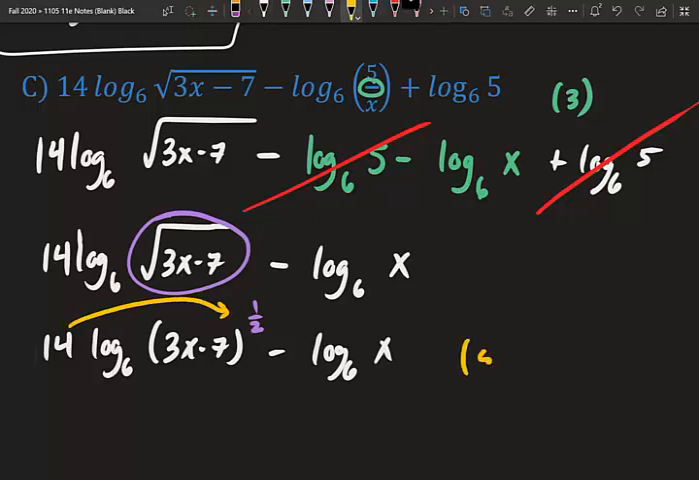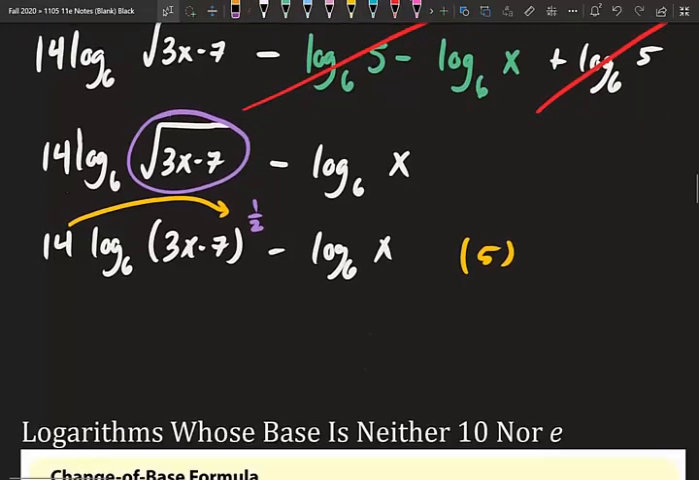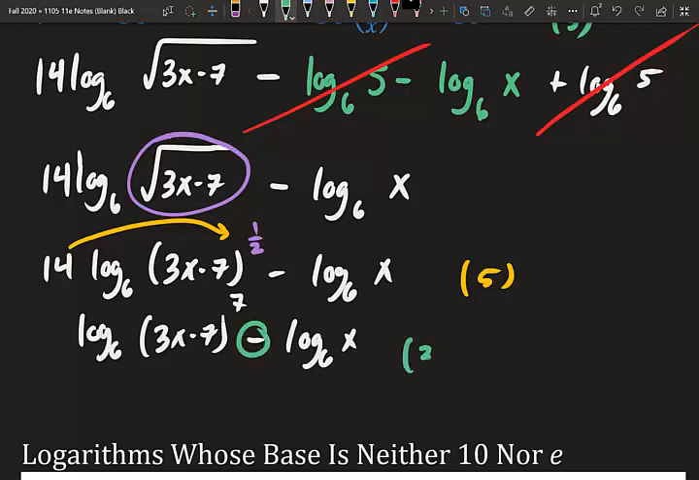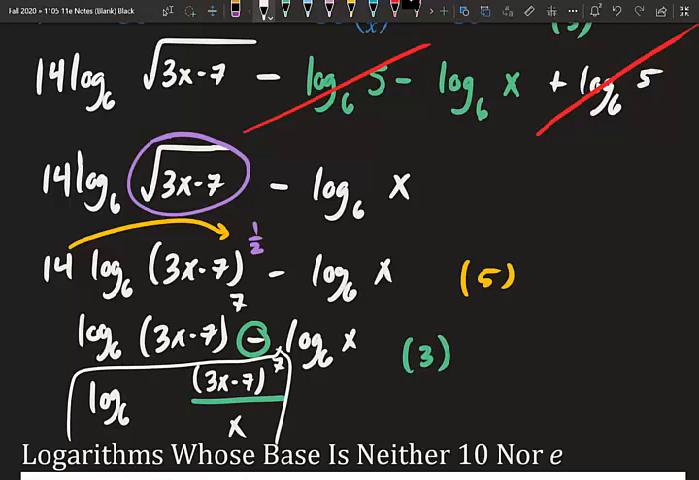So now we're going to move over the exponent in the front. Using property 5, we're going to move it over. So we have log base 6, 3x minus 7, half of 14 is 7, minus log base 6x. Now we figure out what they're doing with each other. They're minusing, so using property 3, we're going to put it together with division. So we have log base 6 of 3x minus 7 to the 7th over x. And that's our final answer.